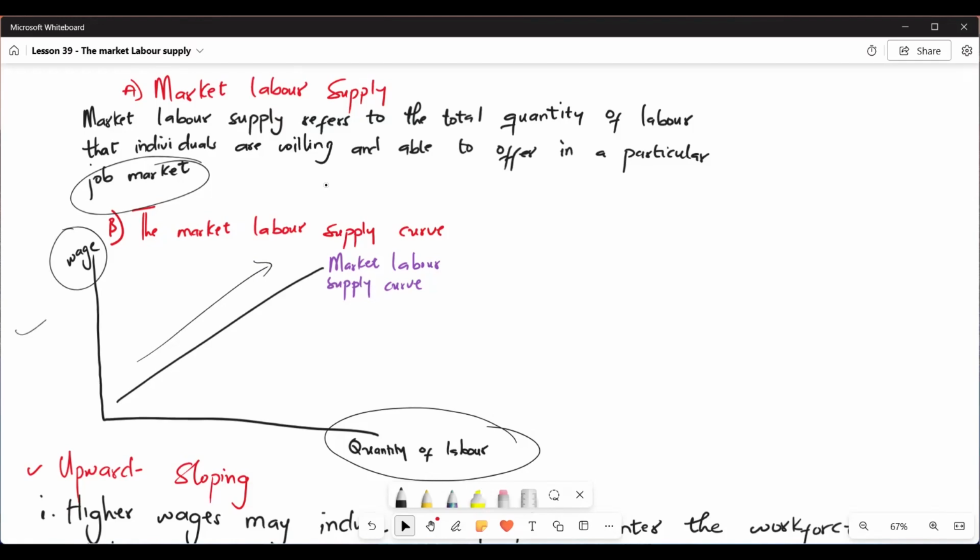What this means is that higher wages in a particular occupation induce people to work more. So if there are higher wages, then people are more willing to work in that occupation. We can see from the graph that higher wages induce more working hours. There are three reasons why the labor supply curve in a particular market can be upward sloping.